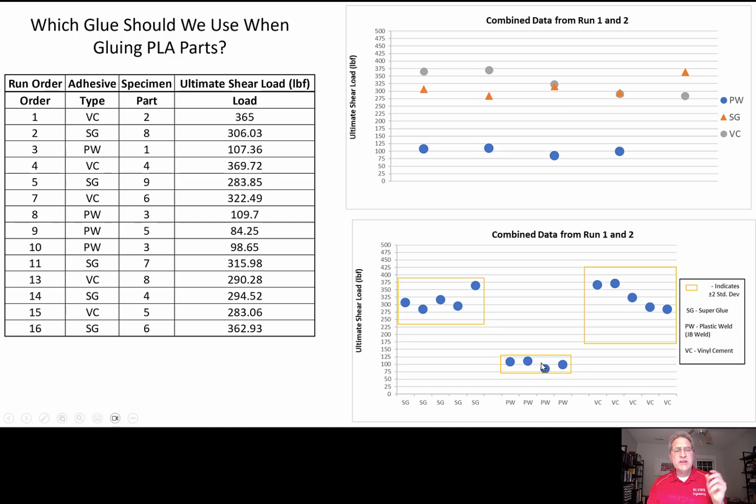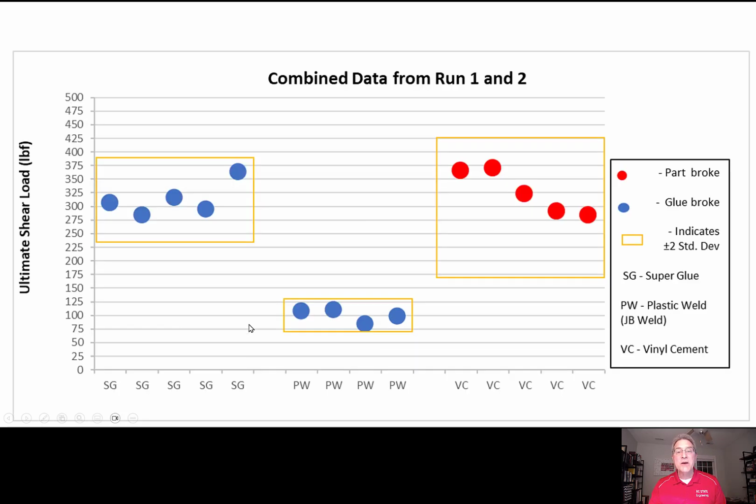But then this group, as good detectives, they were like, this is interesting that these were both the same. And then they said, you know what? Some of these, the part broke, and some of these, the glue line broke. They added that to their data table, which I didn't show you, and then they graphed it again, and look at what they found. They found all of these, the part broke, all of these, the glue broke.